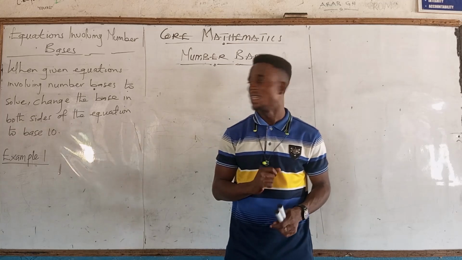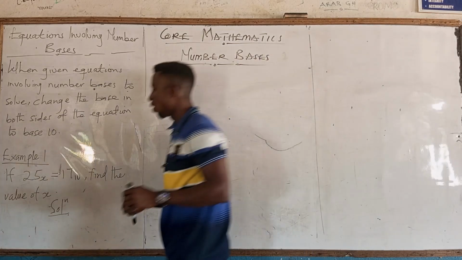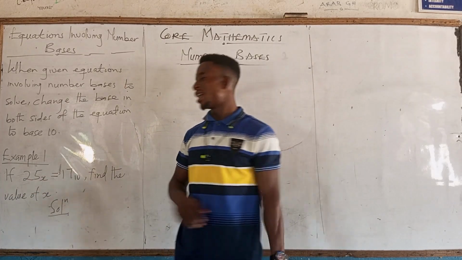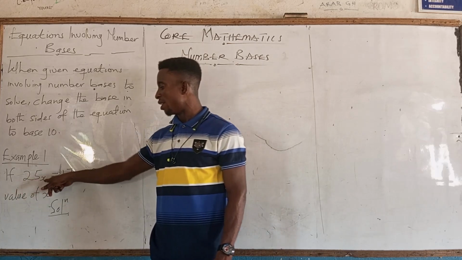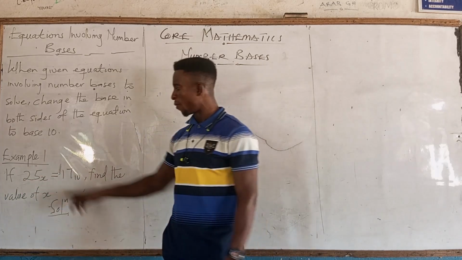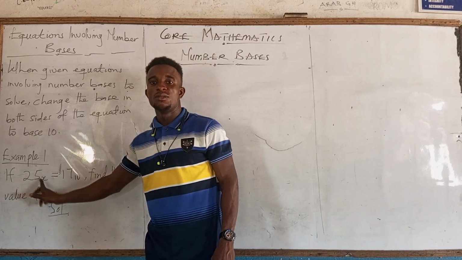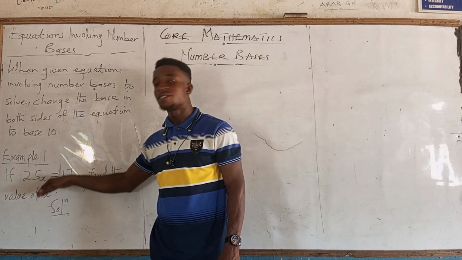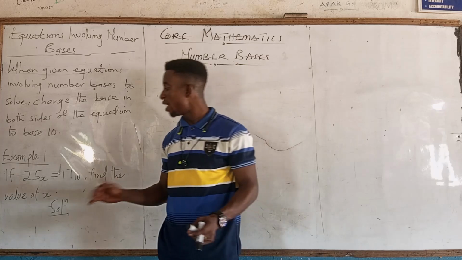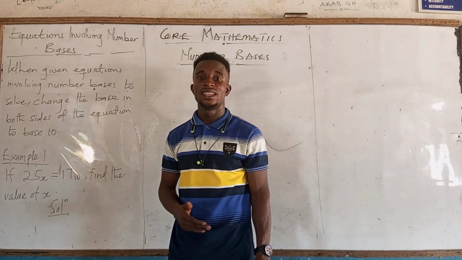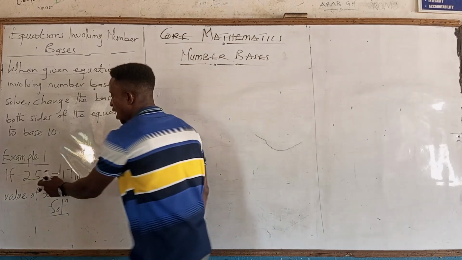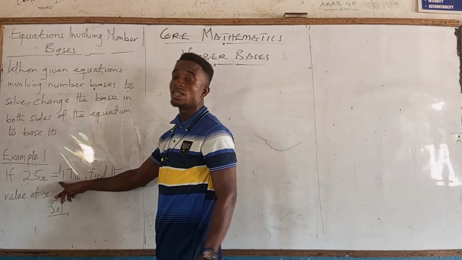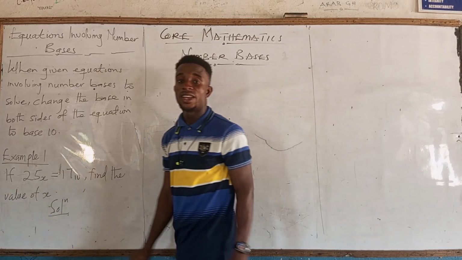Let's use an example to explain. Find the value of x. Given this, we know this is an equation. In this equation, we have another base and also base 10. So we have to find the base of this particular numeral. The first thing we are going to do is to change each side to base 10. When we check the left-hand side, this one is not in base 10, but this one is already in base 10, so there's nothing we are going to do to it. We are only going to change this one to base 10.